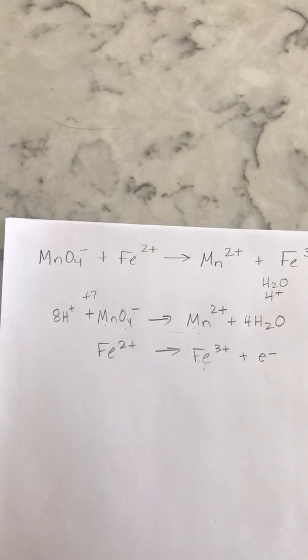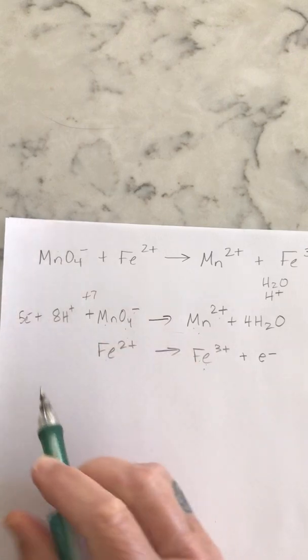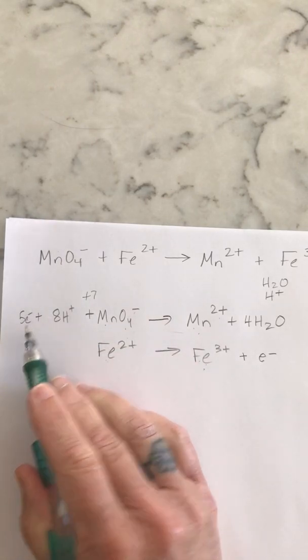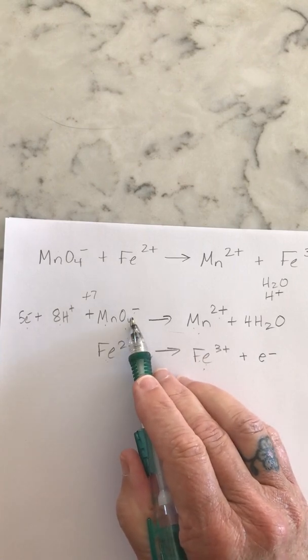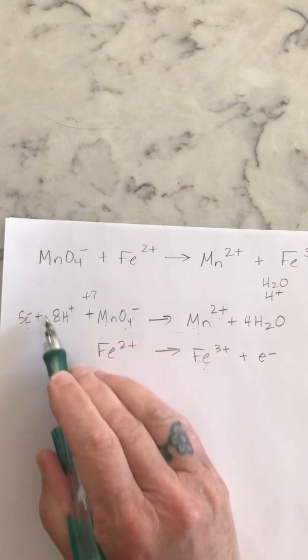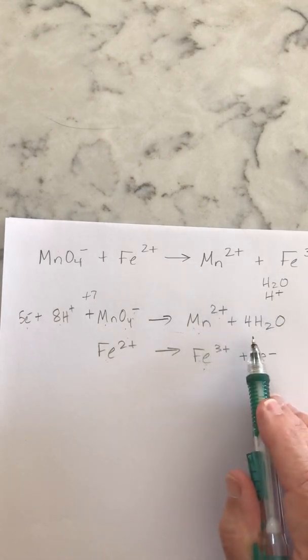And hopefully you came up with the fact that we're going to put 5 negatives on the left side. So -5 plus +8 plus -1 gives us an overall +2 charge here, and then over here on the right side we have an overall +2.